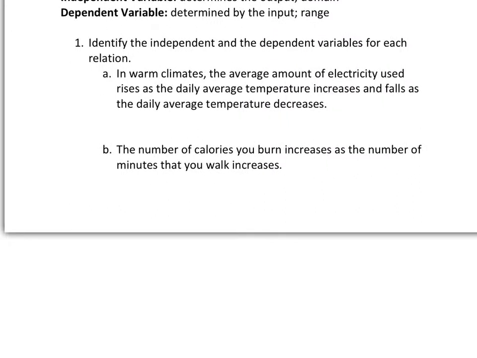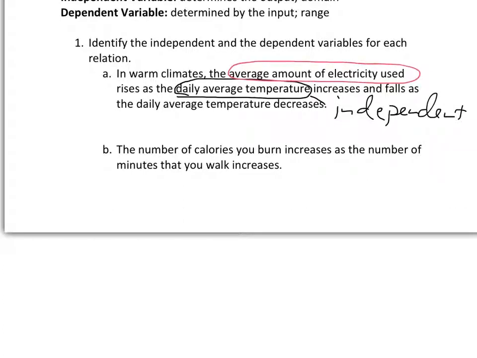And number 1, we're going to identify the independent and dependent variables. So in warm climates, the average amount of electricity used rises as the daily average temperature increases, and then the average amount of electricity used falls as the daily average temperature decreases. So we understand that the daily average temperature determines what the average amount of electricity used is. So that means that the daily average temperature is going to be our independent variable. And the average amount of electricity used depends on the average temperatures. That would be our dependent.